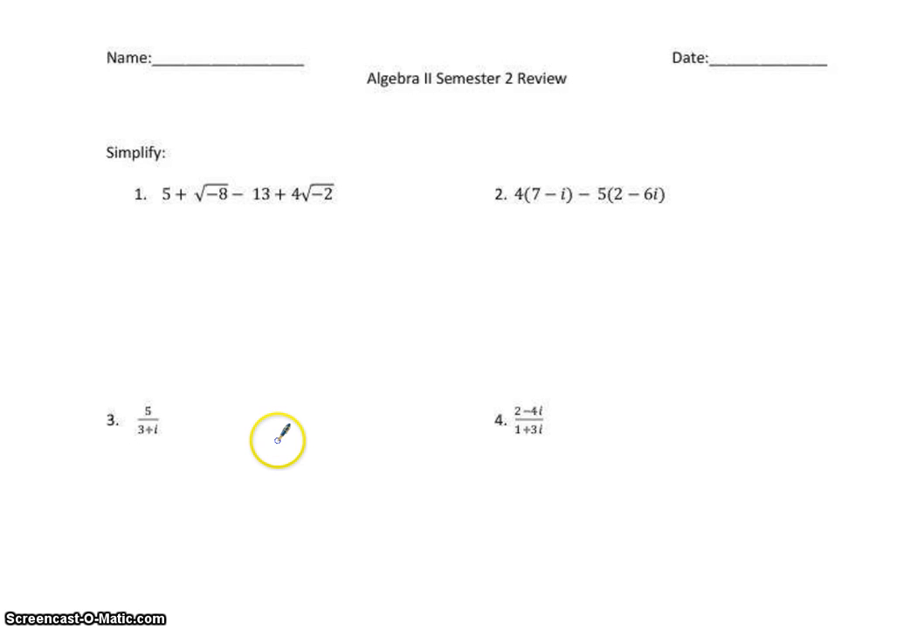Okay, this is the review for Algebra 2 for the second semester exam. Looking at number 1, when you simplify this, the first thing you have to deal with is breaking down the square root of -8 and the square root of -2.